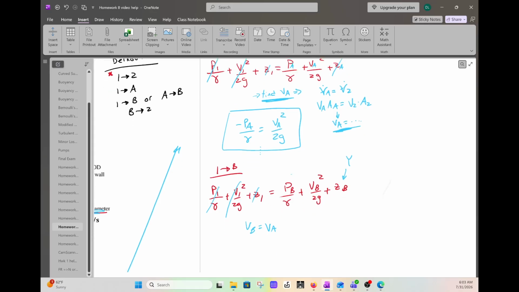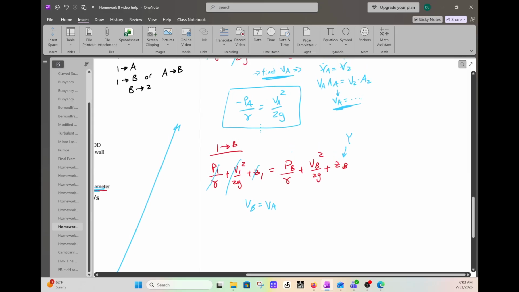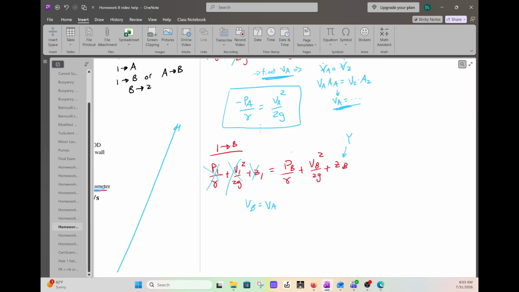Same thing for the pressure at B. Go 1 to B, pick your datum at 1. All of these terms go away on the left, but you're left with every term on the right. You're solving for PB. The velocity at B is the same as the velocity at A, because it's the same diameter. And you know this distance because it gives you that distance, which is y. And you can now solve for PB.